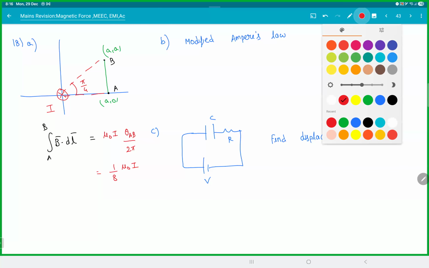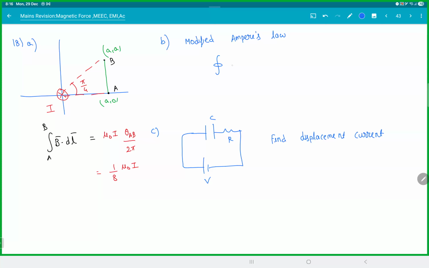What is modified Ampere's law? The thing is, when Ampere did the experiment and he got the equation B dot dl is equal to mu naught I, what people didn't realize, they thought magnetic field can be created only by current wires and magnets. But later on, as the things improved, we realized you can also create magnetic field by time varying electric field. Remember that? If you have an electric field which changes with time, that produces a magnetic field. We did this thing in EM waves.